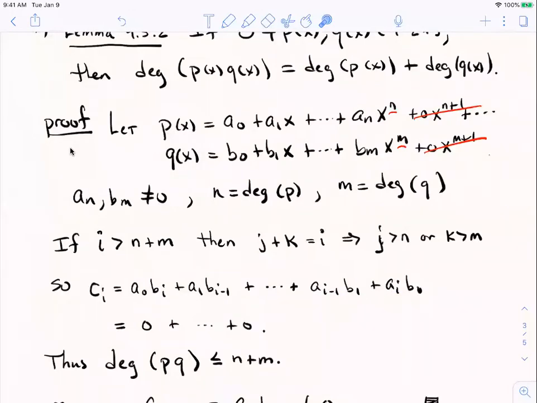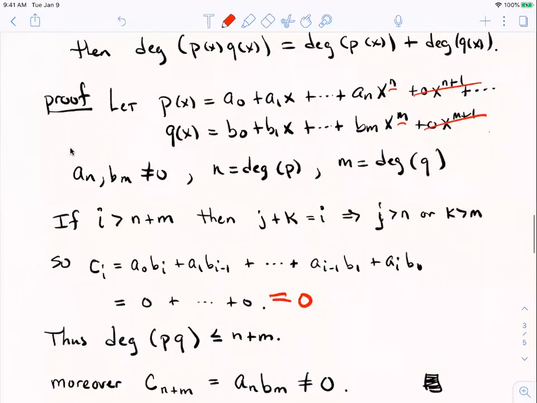So if one of those subscripts is smaller than the degree, let's pick on the A's. If the subscript j here, this is my j and my k, if j is less than n, then k is bigger than m. So that product is 0. As soon as the subscript on B gets small enough to not be 0, then the subscript on the A's is big enough that it is 0. So every one of those products is 0, and you add 0 to itself a bunch of times. You get 0.